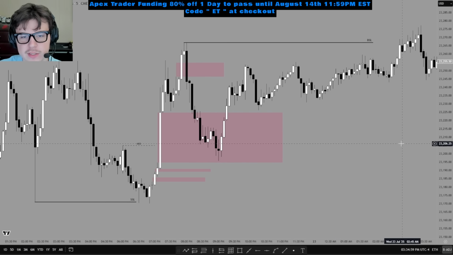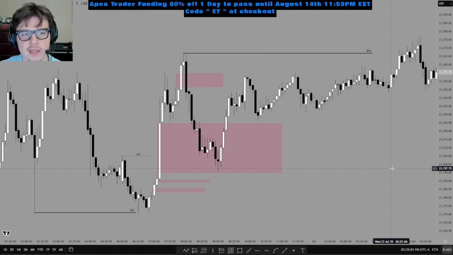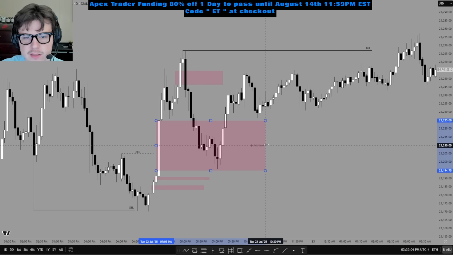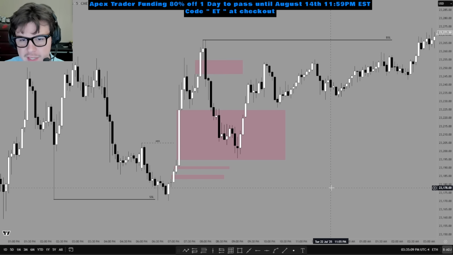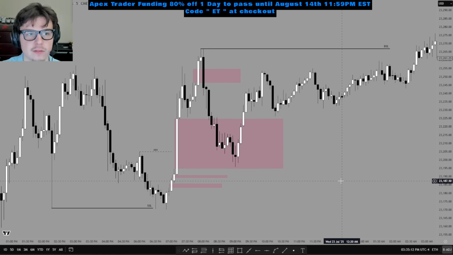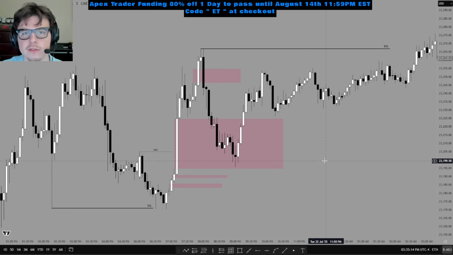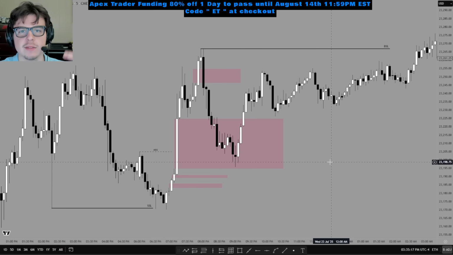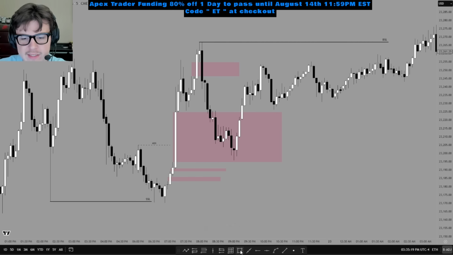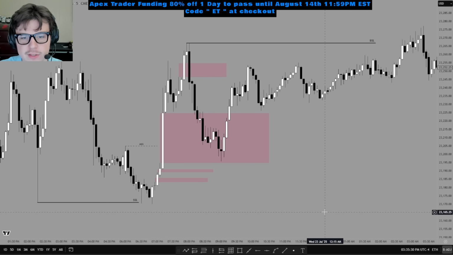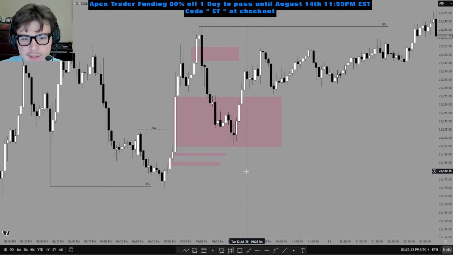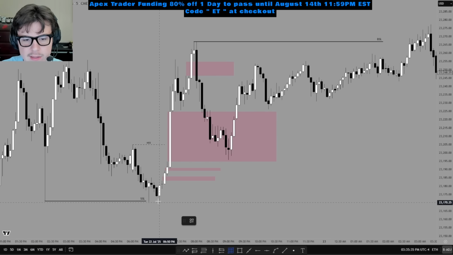The reason this one stands out to me is how big the imbalance is. There's a lot of liquidity standing within that imbalance, because if you guys didn't know, imbalances or fair value gaps are considered liquidity. There's liquidity there. It's an imbalance in price. So it stands out to me, one, because it's very big and it's in the discount of the range, below equilibrium. And it's most likely going to hold because it's in the discount of the range.